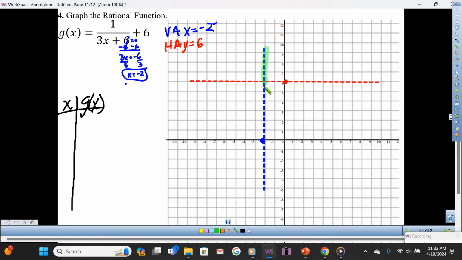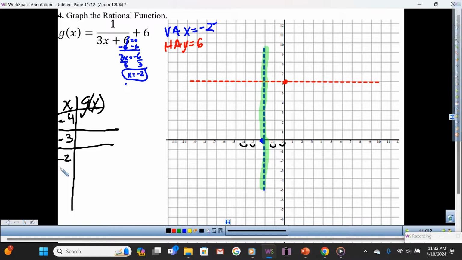So highlight your vertical asymptote. Pick two values to the left, which are -4, -3. Two to the right, which is -1 and 0. So I'm going to use these five right here. -4, -3, -2, -1, and 0. And of course, our -2 is what? Our undefined. So, let's write this here next to the 4. We got 1 over 3 parentheses x plus 6, plus 6.